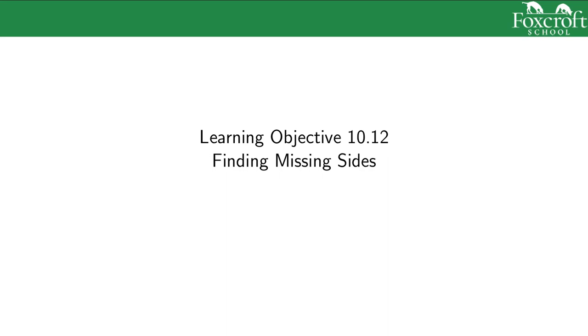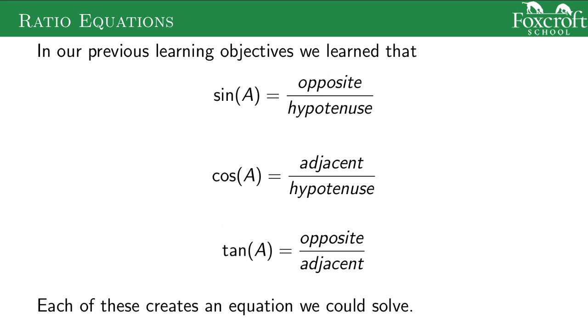In this learning objective, we're going to continue to use SOHCAHTOA, but instead of writing our ratio, we're going to use the ratio to solve an equation. In our previous learning objective, we learned SOHCAHTOA. So sine is opposite over hypotenuse, cosine adjacent over hypotenuse, tangent opposite over adjacent. The important thing is once you have this, it creates an equation. And when you have an equation, you can solve for something that you don't know.